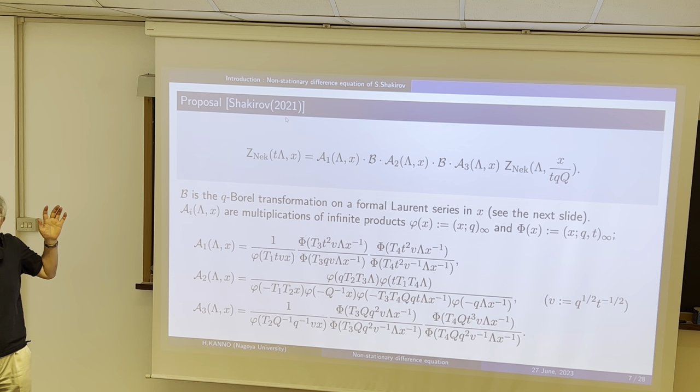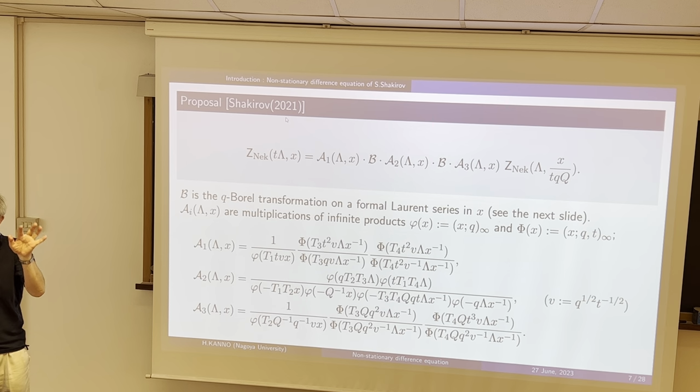Since this is a linear finite difference equation, I believe the space of solutions is quite huge, and this is only a part of the solution. An interesting question is that we should further impose some condition to really characterize this Nekrasov partition function. We need some additional condition, I think. What kind of condition? We don't know.